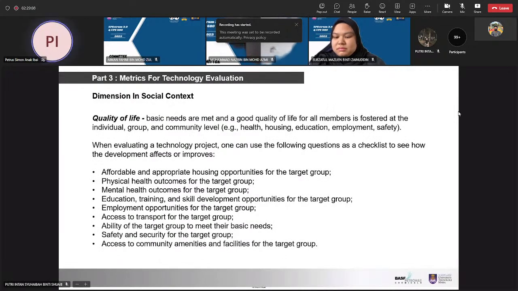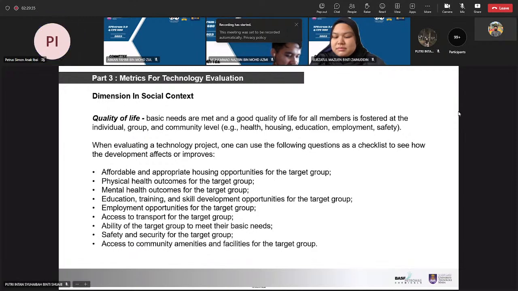So these are the dimensions in the social context. Here we are looking at the quality of life. Basically, are the basic needs met, and is a good quality of life for all members fostered at the individual, group, and also the community level? So in evaluating your projects, you can use the questions below on how the development affects or improves this.